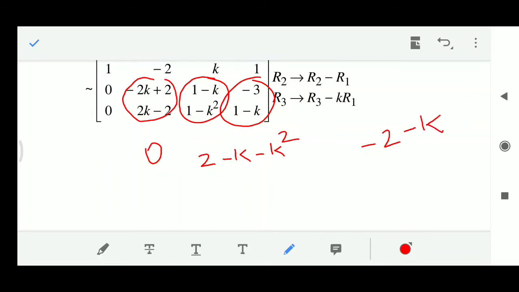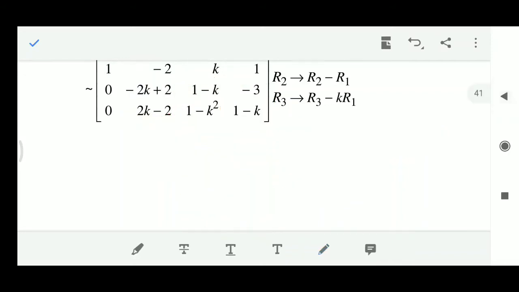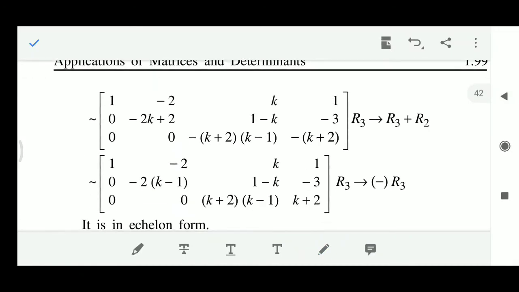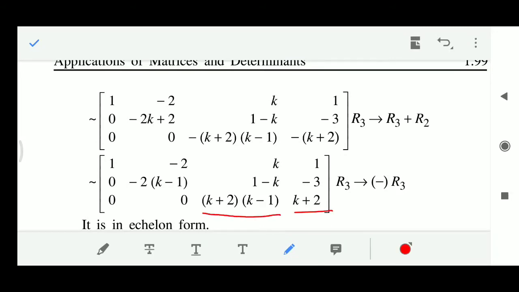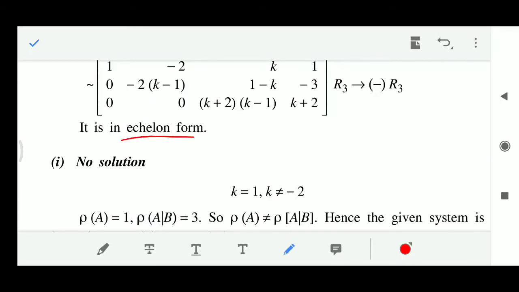If you factorize this 2 minus k square, you will get 1 minus k into k plus 2. So the third row becomes 0, 0, 1 minus k into k plus 2, then minus 2 minus k. If you take the third row and divide it by minus, you will get 0, 0, k plus 2 into k minus 1, and k plus 2. So this is in echelon form. Now we get the values of k for 3 conditions.